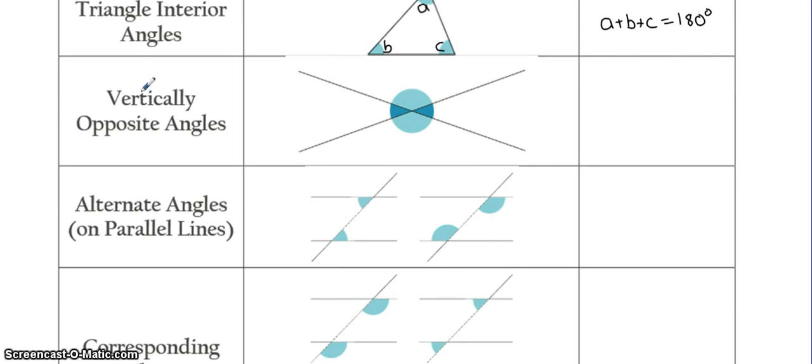The next relationship is called vertically opposite angles. Those are formed when two straight lines intersect. Vertically opposite angles are equal to each other. That is if they are on opposite sides of the crossing lines. So if this angle is equal to x, this angle is equal to x. If this one is equal to y, this one is equal to y. So they are equal.